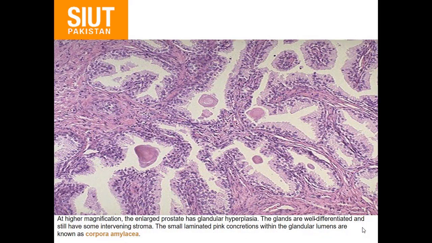At higher magnification, an enlarged prostate shows glandular hyperplasia. These are the glandular hyperplasia here. The glands are well differentiated and still have some intervening stroma. These are the intervening stroma. The small pink concretions within the glandular lumens are known as corpora amylacea, between the lumens of the glands. These are the corpora amylacea.